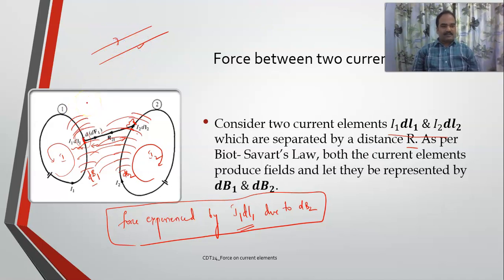Normally we do assume that they won't have any interaction because they are very far apart, but in practice what happens is there exists a force of attraction or repulsion between them. That is our calculation today. Now we are focusing on the force experienced by this current element due to the field developed in the other one.